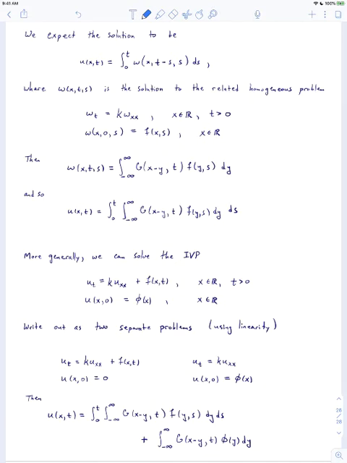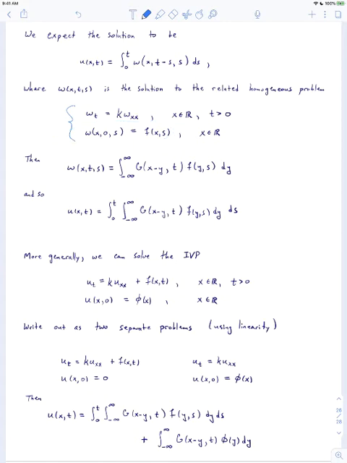So w is going to be the solution to the related homogeneous problem that we see here. So w sub t is equal to k times w sub xx. That's the same differential equation, but it's the homogeneous version of it. So k, of course, is our constant of proportionality. And what we've done is we've just moved the source term into the initial condition.